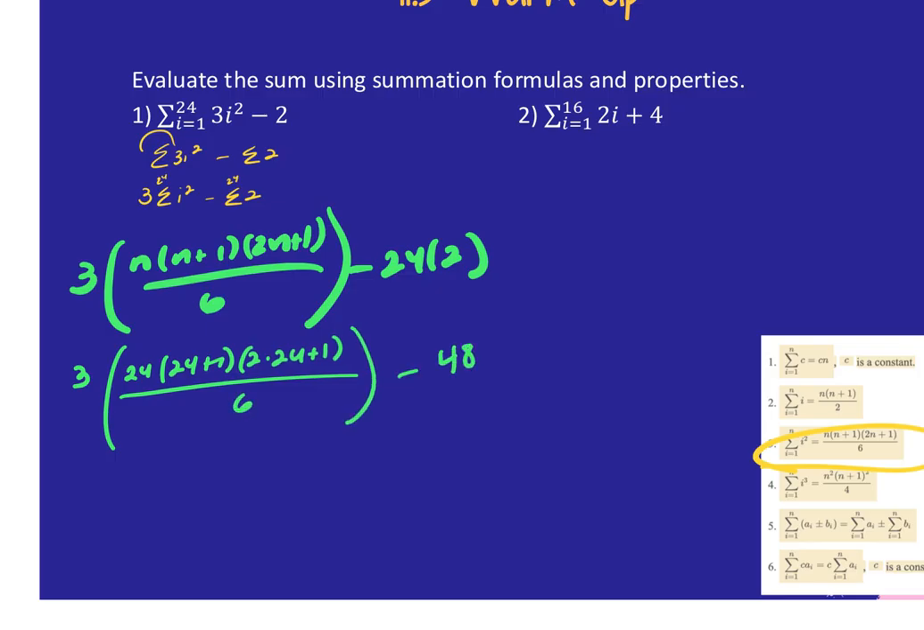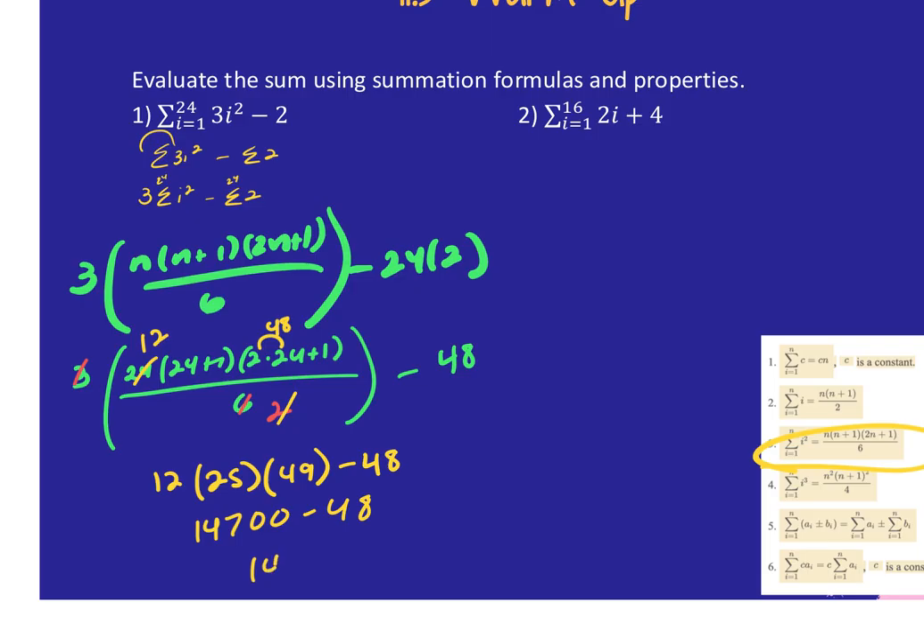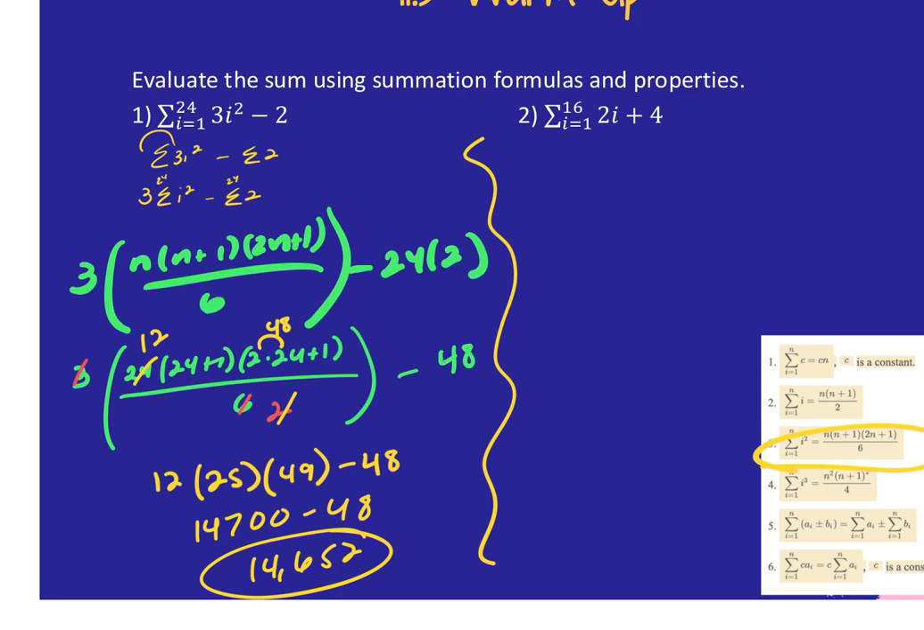Now, if this was a test question, these numbers might be smaller, but you would still have to be able to simplify. So I did 3 into 6 was twice, 2 into 24 was 12. And then the big part was the multiplying of the 12, the 25, and the 49. And you got from there 14,700, and you had to subtract the 48, so it became 14,652. The second one I would say is totally on level with what you could see on your test.